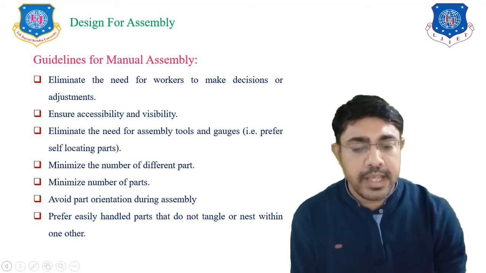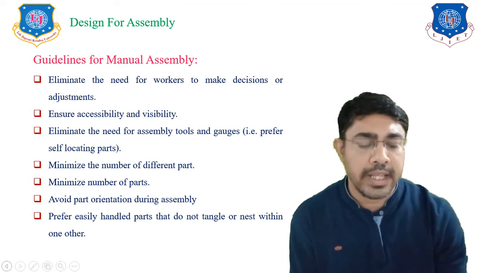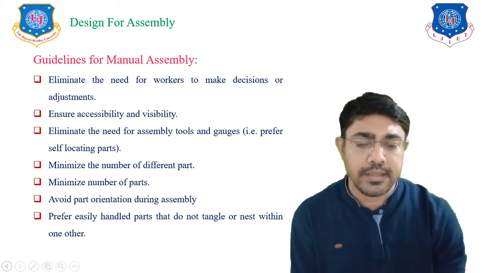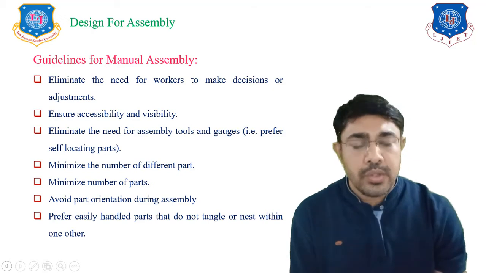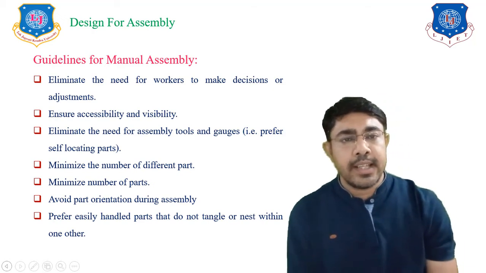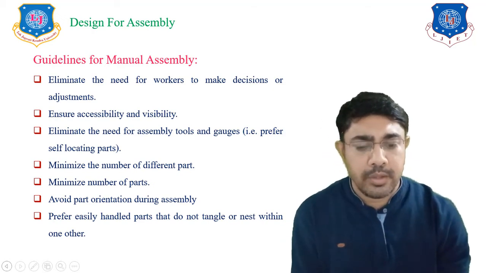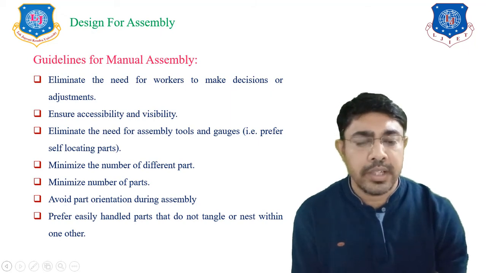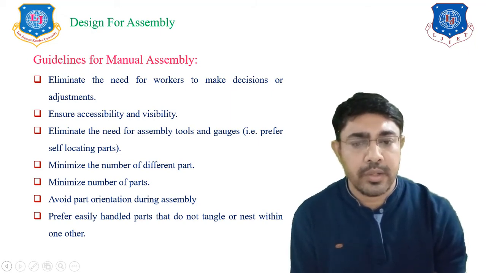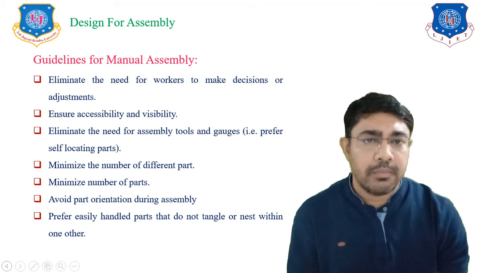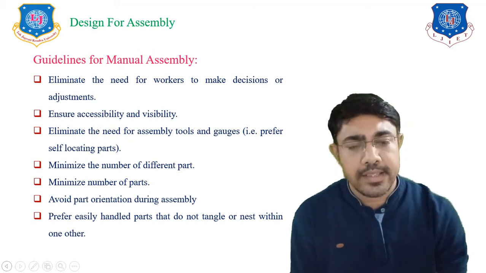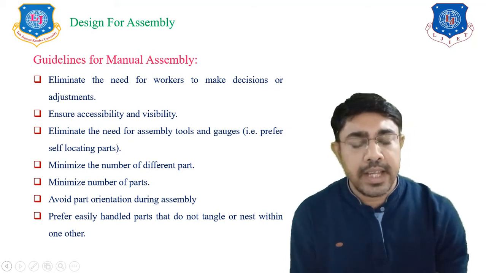And prefer easily handled parts that do not tangle or nest within one another. So we have to design the parts so that they cannot be tangled or nested when they are stored or when they are in bulk size. So these are the guidelines for the manual assemblies.